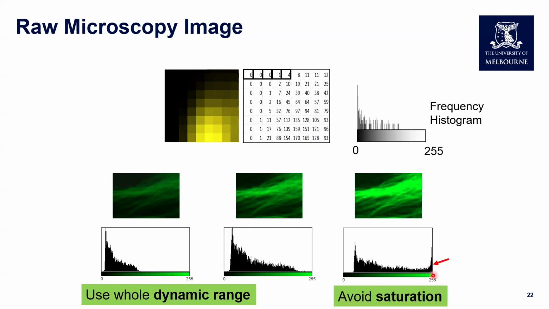And when this happens, we will never be able to retrieve the details. So this also should be avoided during acquisitions. Most acquisition systems provide a visual range indicator, but the histogram is also a very useful tool in checking this type of saturation.